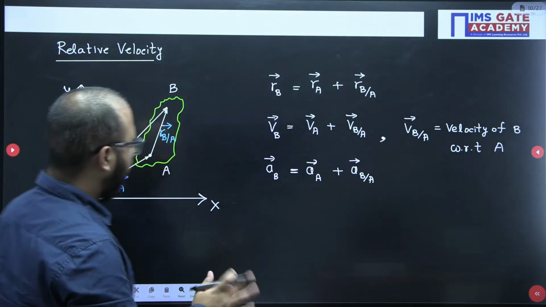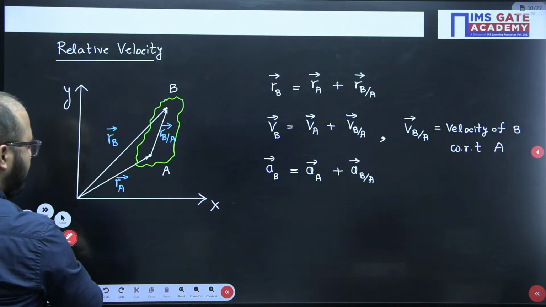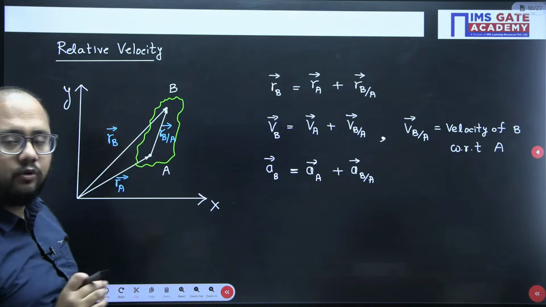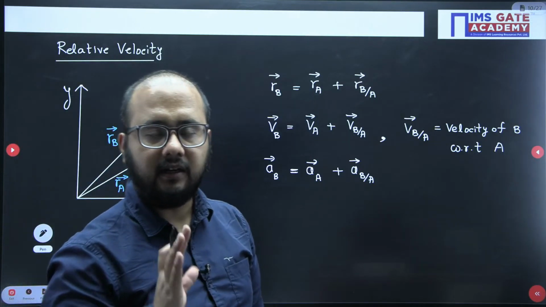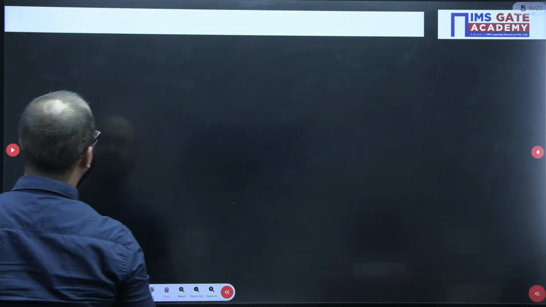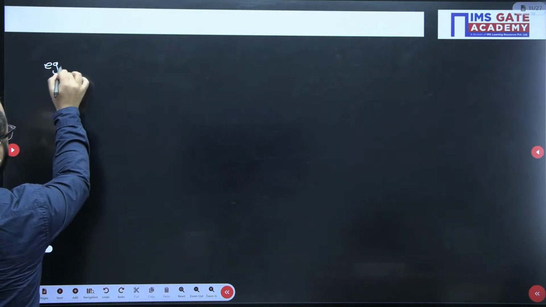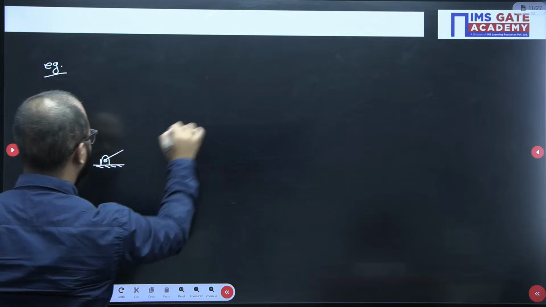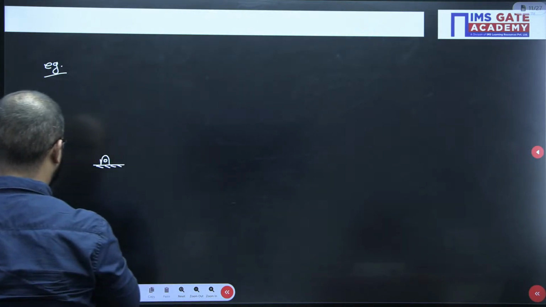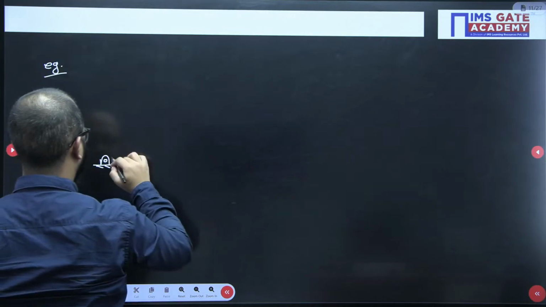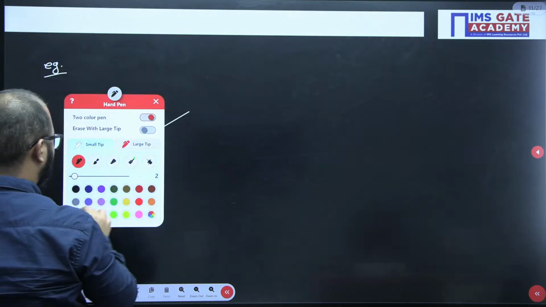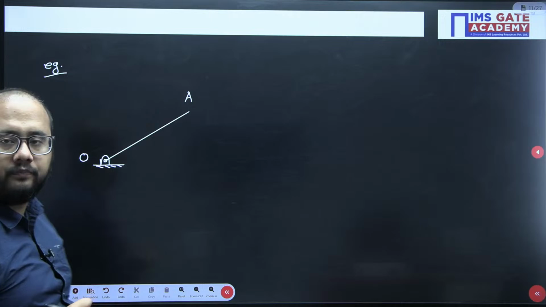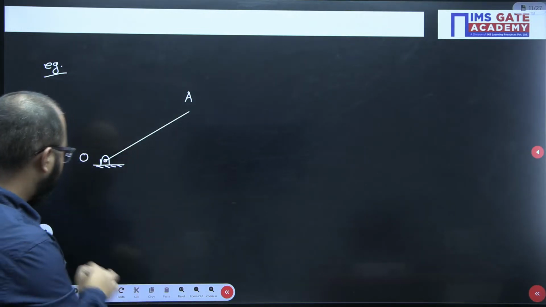Got it? Now I will give you one example here to help you understand. You will get an idea of how to apply and implement this relative velocity concept. So just look here, everyone. This is point A, this is point O, right?